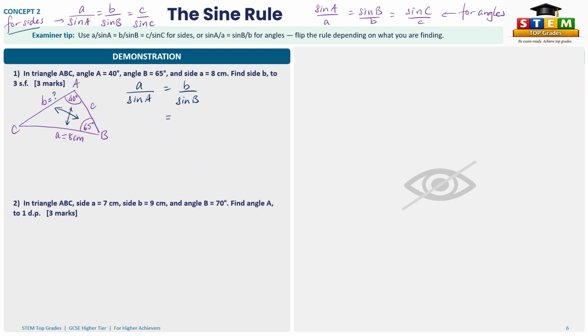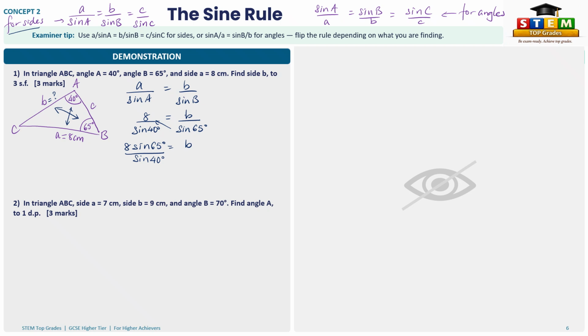And we can do the substitution right away. We don't know about B, so we can keep B as it is. And B faces 65, so that would be over sine 65 degrees. And then you have A, which is 8 centimeters on top of sine of 40 degrees. Now, we can therefore cross multiply the sine because we need B by itself. So A is 8 sine 65 degrees on top of sine of 40 degrees.